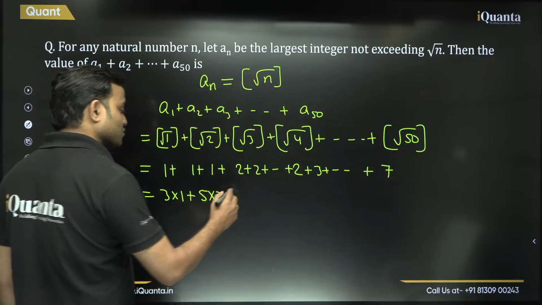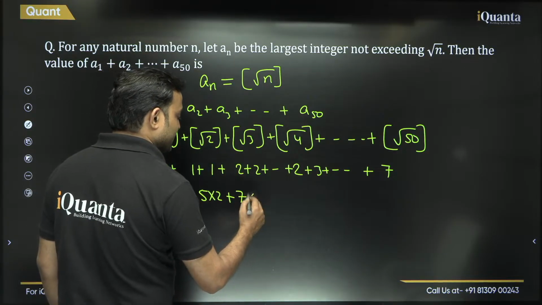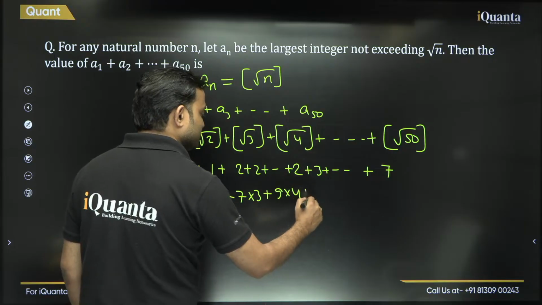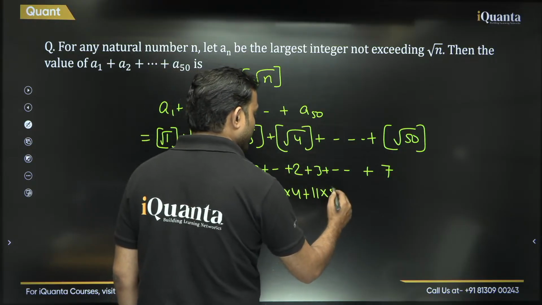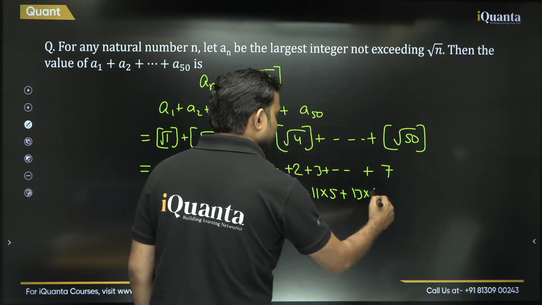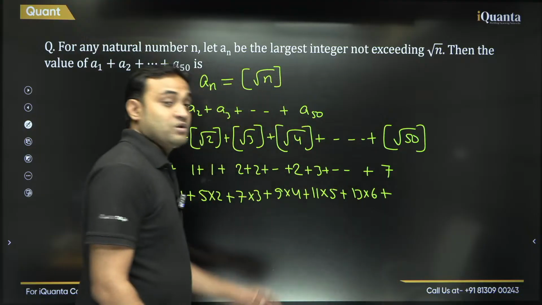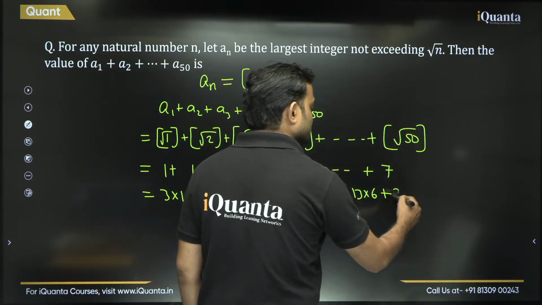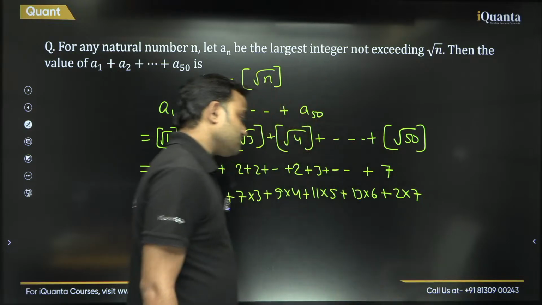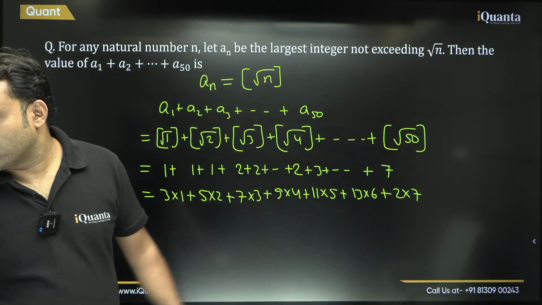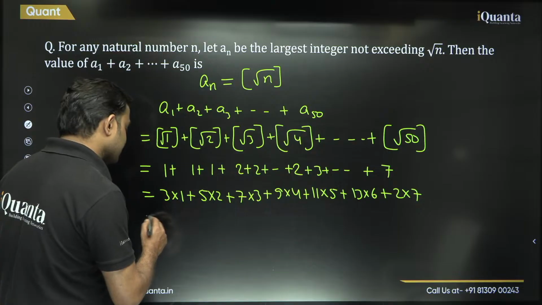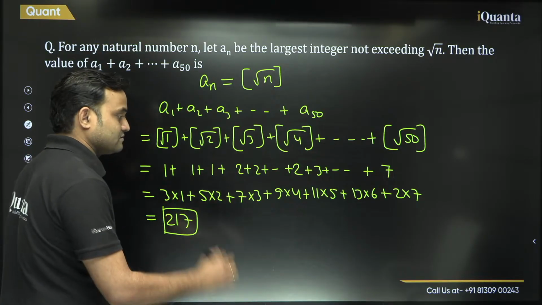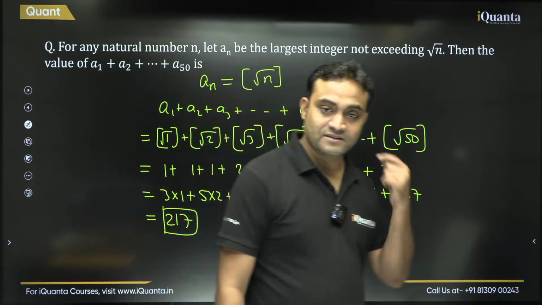So 5 into 2 plus 7 into 3 plus 9 into 4 plus 11 into 5 plus 13 into 6 plus, now square root of 49 is 7, so we will have only 2 times 7. This is what we are looking for. Floor function or greatest integer function, right? This will be equal to 270. That's your answer.